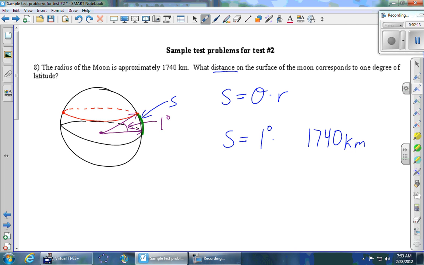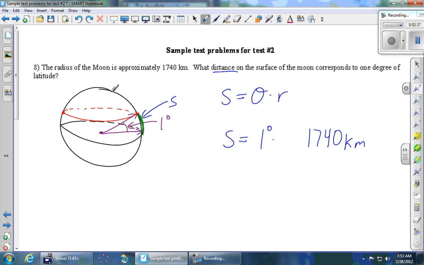If the radius is 1,740, that means that this line right here is 1740, and I have grossly exaggerated a 1 degree angle. 1 degree is a lot smaller than that. It doesn't feel like there's any chance that this thing right here is the same distance as that thing, right? It looks like the curve, the part on the surface of the moon, is significantly smaller.